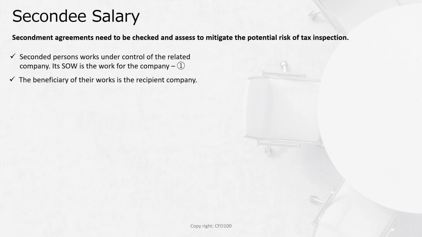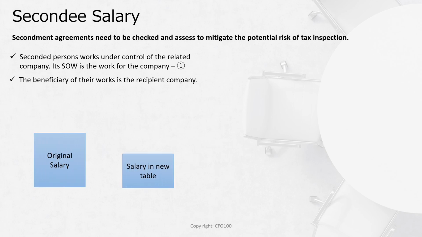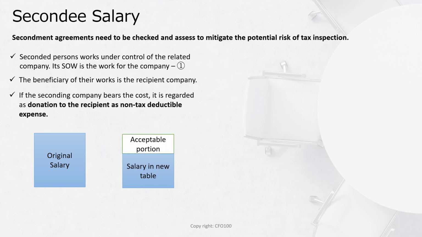Suppose the local salary level in the recipient company is lower than the original salary. In that case, the difference can be permitted to be paid by the seconding company, and it is possible to regard it as a deductible tax expense. Reflecting this fact, the answer for question number 2 consists of several points below.